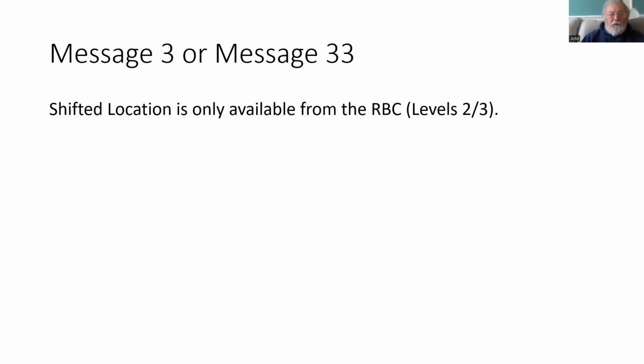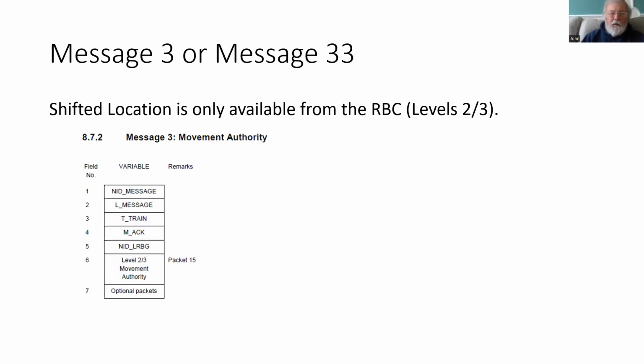So how's this all done? Well, it's done by sending either message 3, the movement authority, or message 33, the movement authority with shifted location. This is only available when the message is sent from the RBC. It doesn't apply in level 1. The movement authority message 3 contains packet 15, the movement authority, and other optional packets. And it also references the NID_LRBG.